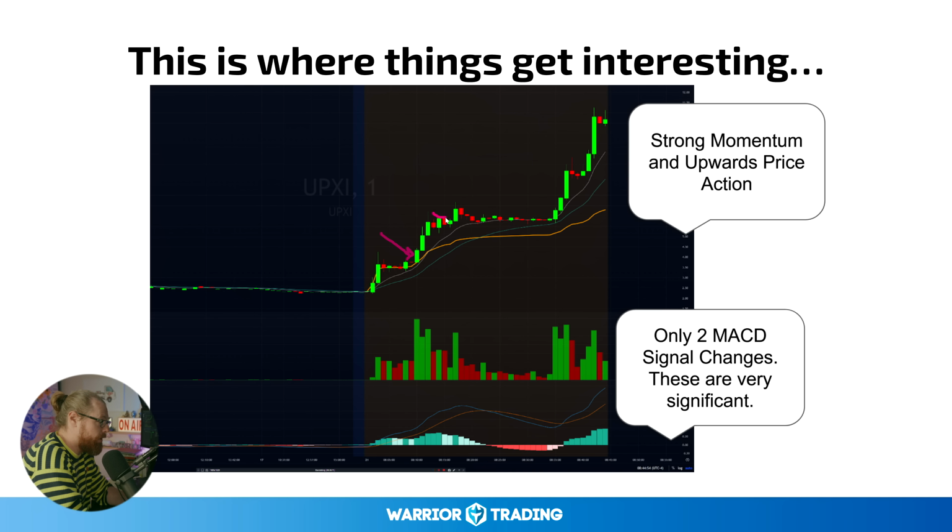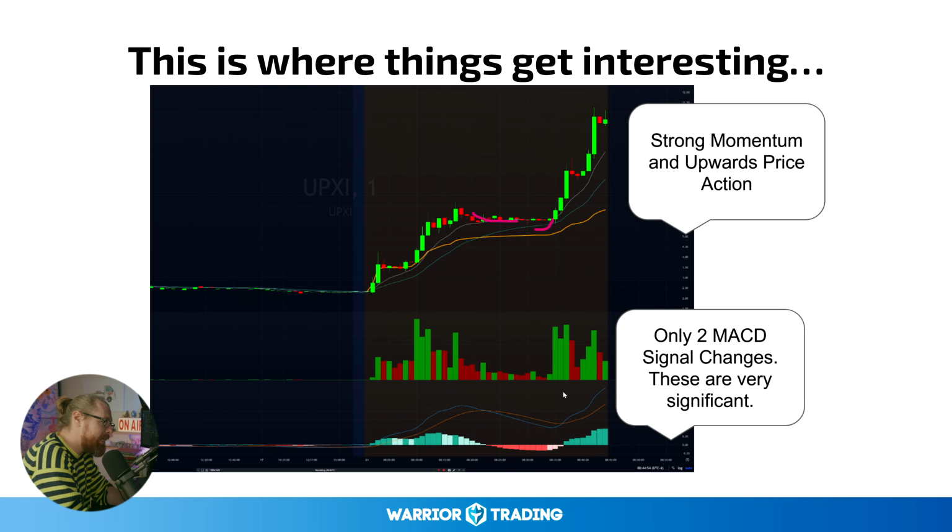This pullback here would have also been acceptable. And then right here, we get a crossover. The MACD goes negative. And so for any traders that bought there or bought in here, you're trading against the trend. The tide is going out, so to speak, on this.